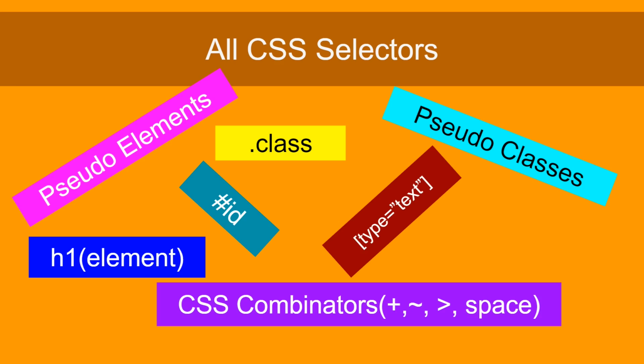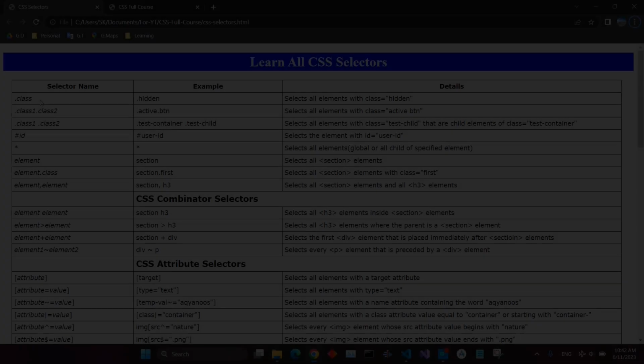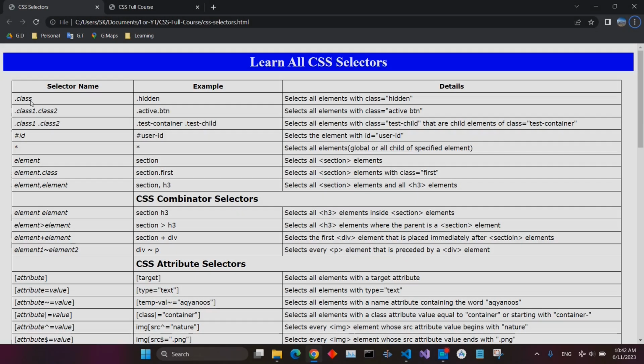In this video we are going to talk about all CSS selectors with examples. In CSS you have many types of selectors. You have class-based selectors, you have ID selector, you have element selector, pseudo element selector, you have pseudo class selector. The first selector is class.